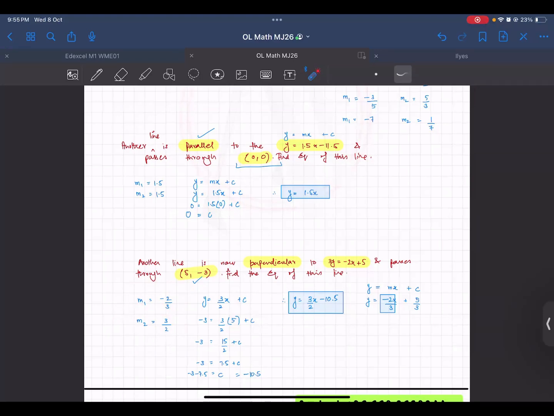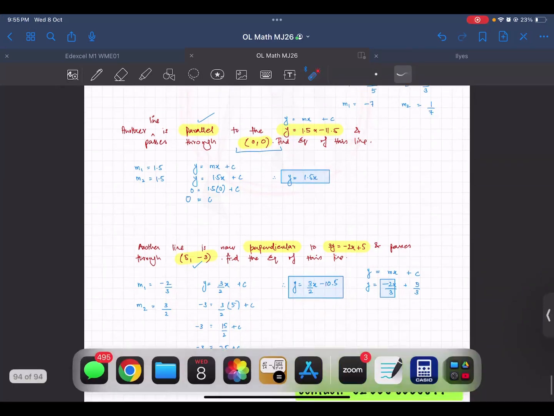And then I wanted to find the equation of the new line, so I used the new gradient 3 upon 2. This gradient is 3 upon 2, and this line is passing through this point 5 comma minus 3. So then I substituted the value of x as 5, y as minus 3, simplified it, moved things around, and found the value of c. And I replaced the c as well, and I replaced the gradient as well, the new gradient and the new c.